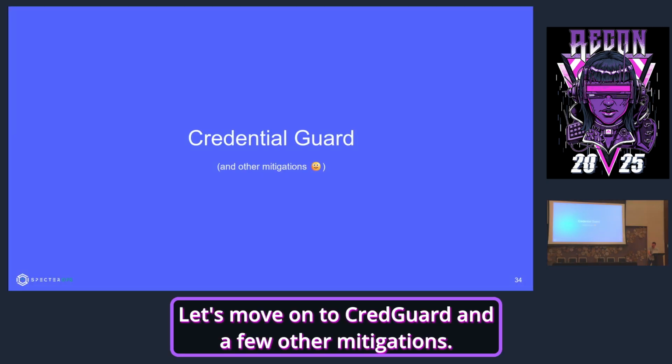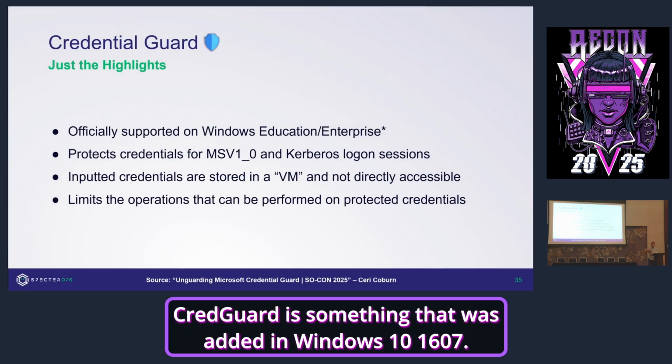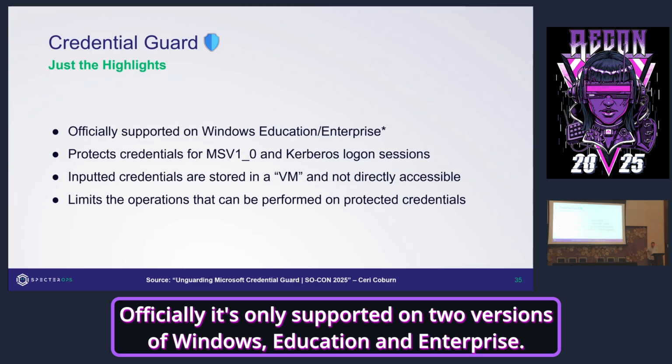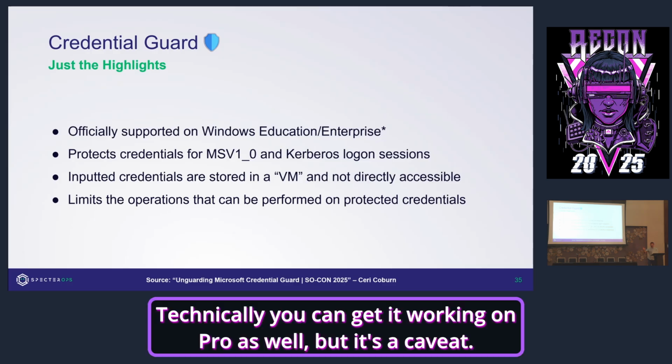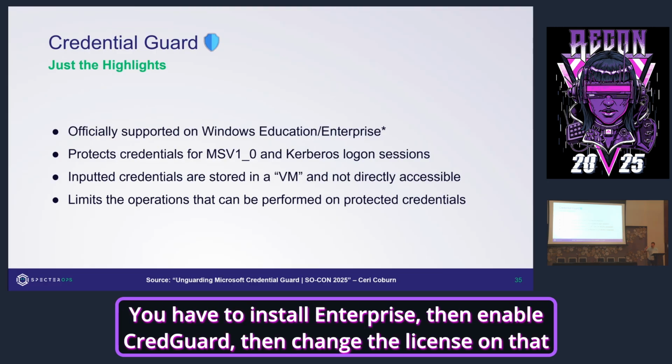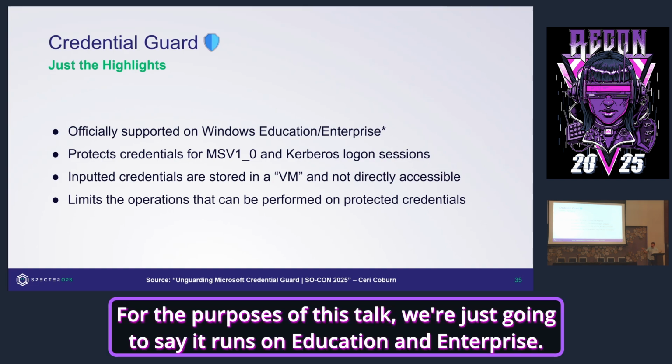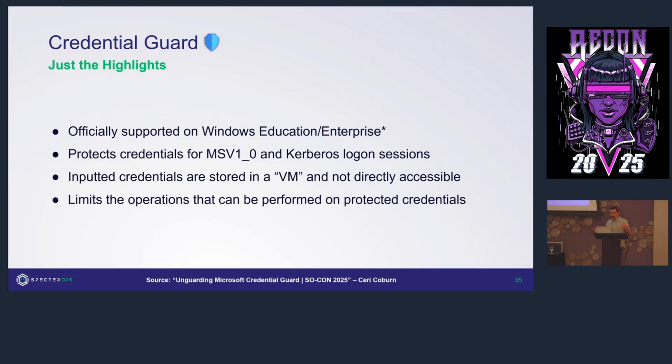So let's move on to CredGuard and a few other mitigations. CredGuard is something that was added in Windows 10 1607. Officially, it's only supported on two versions of Windows, Education and Enterprise. Technically, you can get it working on Pro as well, but there's a caveat. You have to install Enterprise, then enable CredGuard, then change the license on that host down to Pro. So for the purposes of this talk, we're just going to say it runs on Education and Enterprise.